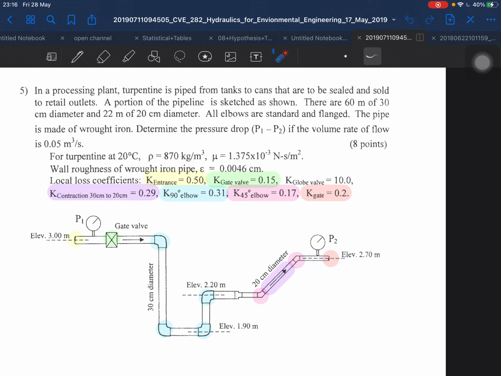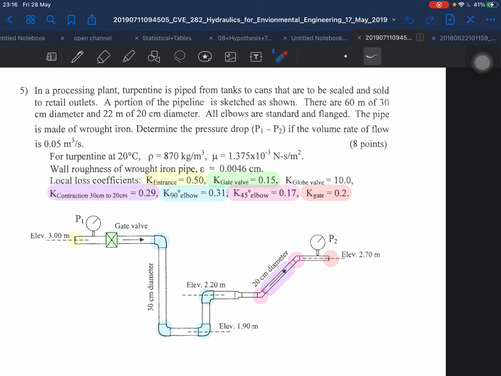There are also elbows that make the water flow in a different direction. It also says the pipes are made of iron, and we need to determine the pressure drop. I think I've talked about this in the previous video, but I cannot remember. So we know the volume rate is 0.05, and the given things are the density, viscosity, and the epsilon, which is the wall roughness.